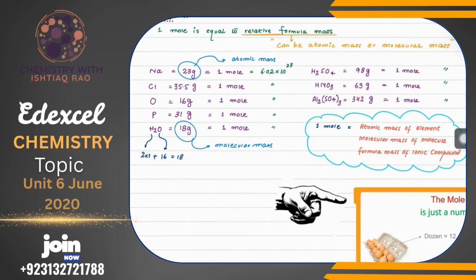And if I have a compound like H2O, it's a covalent compound. H2SO4 is a covalent compound. Aluminium sulfate is an ionic compound. If you have a covalent compound, you can say this is the molecular mass. And if you have an ionic compound, then you can say this is the formula mass. Are you getting my point? Yes or no?